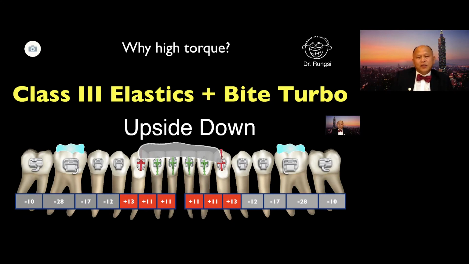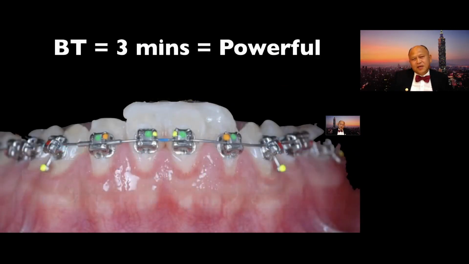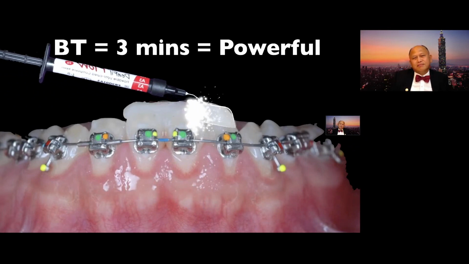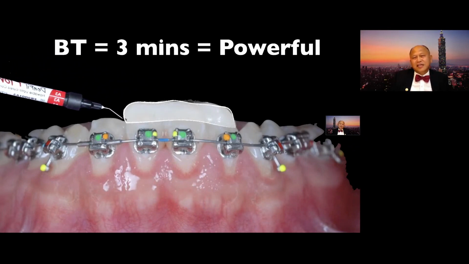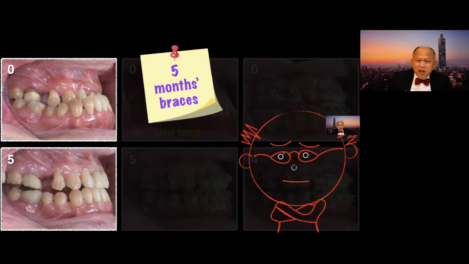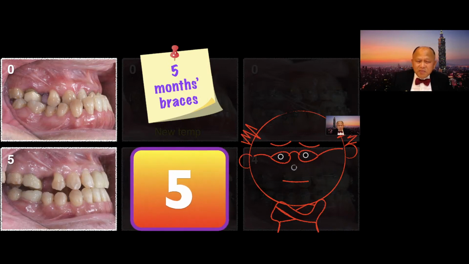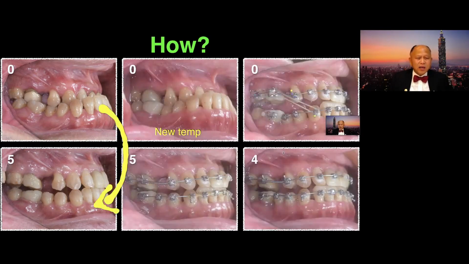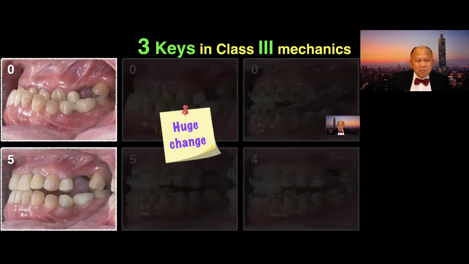And sometimes I will raise a posterior biteramp to have a stable occlusion. And it only took me 3 minutes. Easy, yet powerful. Oh, I love this one. It only took me 5 months of braces. Can you imagine? 5 months. We were able to turn this difficult situation into an easy one. Look at that deep anterior crossbite that has been solved within 5 months.